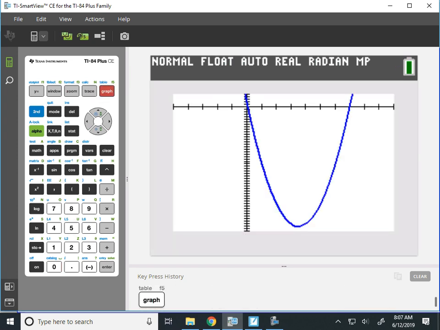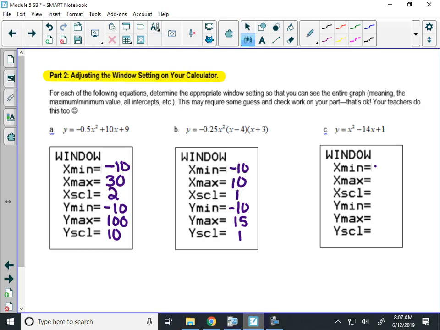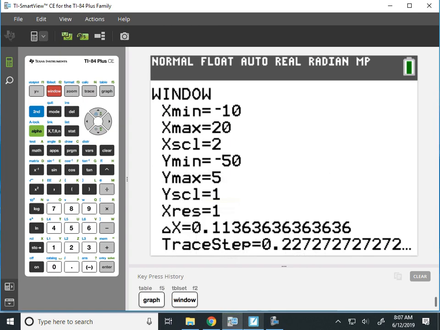Oh, that was perfect, actually. That was a good guess. All right, we can see everything. So we can go ahead and write that down. So negative 10 to 20 for x's, and we went by 2s. And then on the y-axis, we went from negative 50.